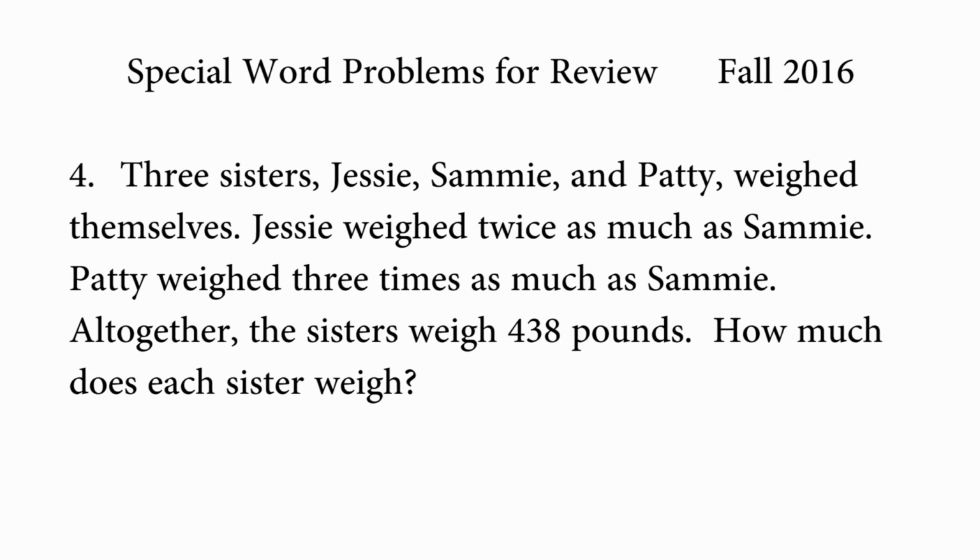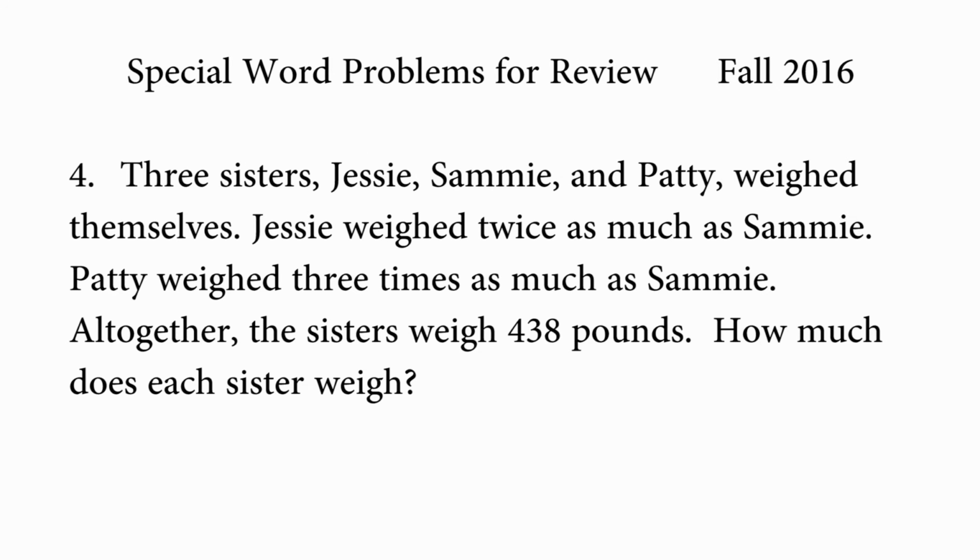Let me go back and make sure we've read that problem correctly. So Jessie weighed twice as much as Sammy. And then Patty weighed 3 times as much as Sammy. So here I've got to try and figure out a way to make it 3 times as long. So Patty, the third sister, weighed 3 times as much as Sammy. Jessie weighed twice as much as Sammy. So now I have a picture that gives me a relationship between the weights of all 3 sisters.